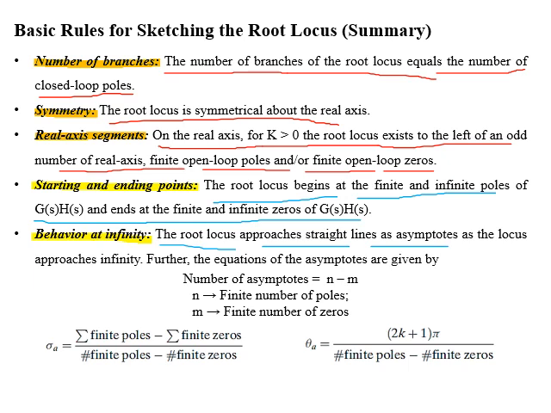Fifth rule is about behavior at infinity. The root locus approaches straight lines as asymptotes as the locus approaches infinity. Further, for sketching asymptotes we require the number of asymptotes, which is equal to n minus m, where n is the number of finite poles and m is the number of finite zeros.